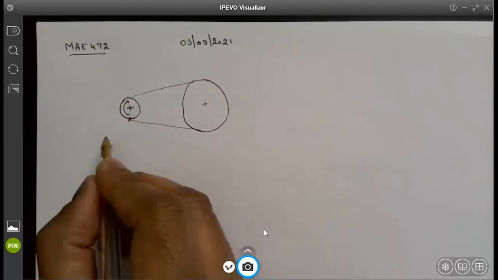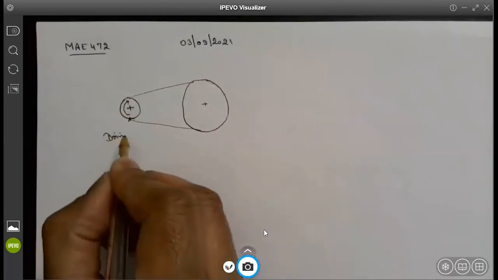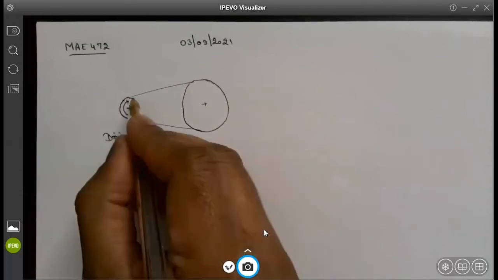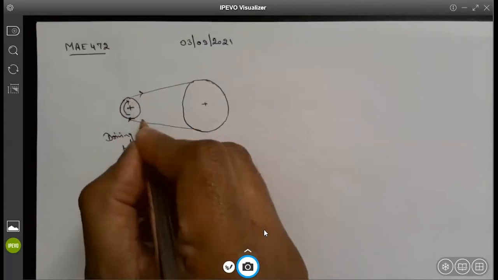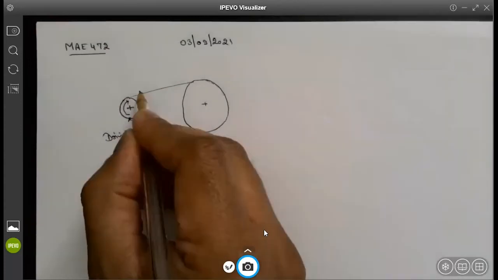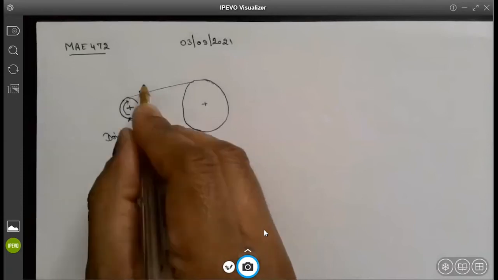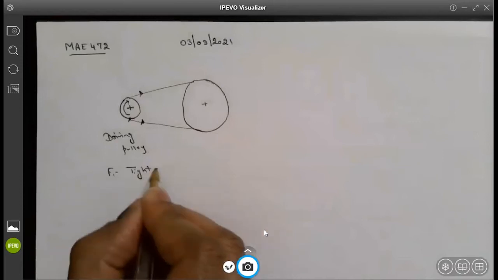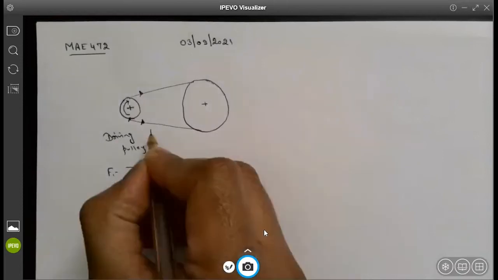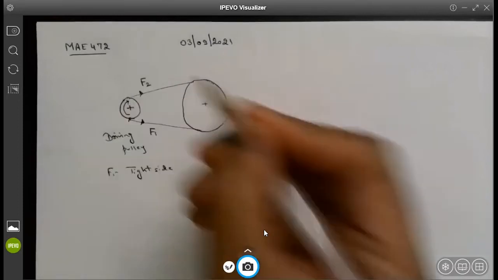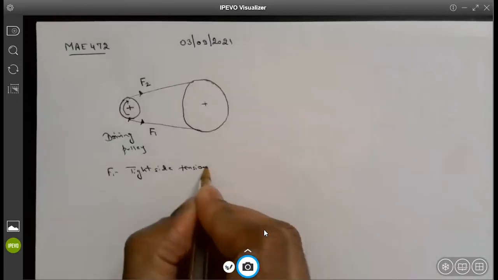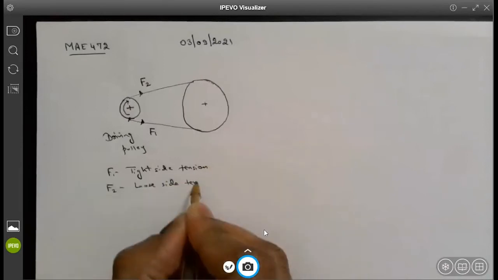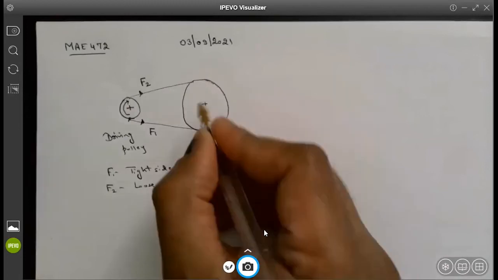So if this is a driving pulley and it's rotating clockwise, which one will be the tighter side, top or bottom? Which will be F1 and which will be F2? F1 is the tight side tension. The bottom will be tighter, yes, and F2 will be on the other side. This is the driven pulley.